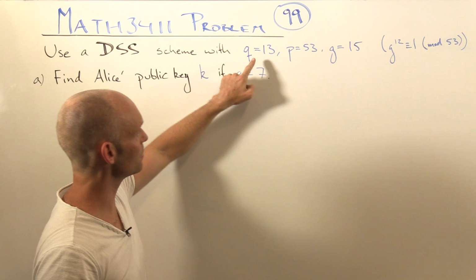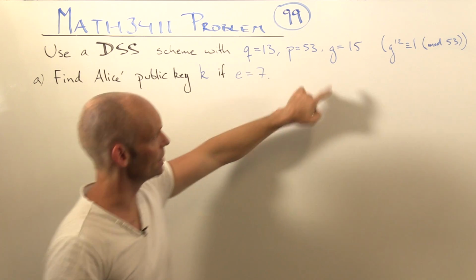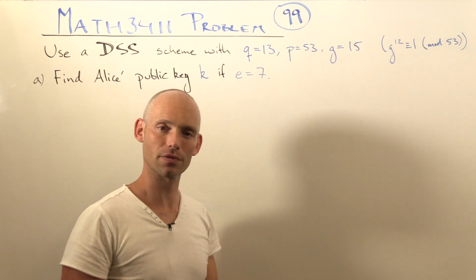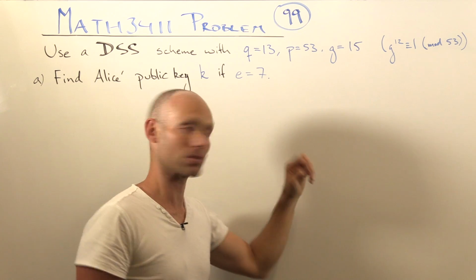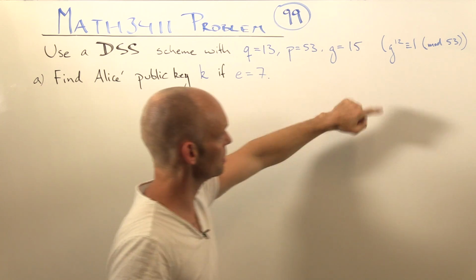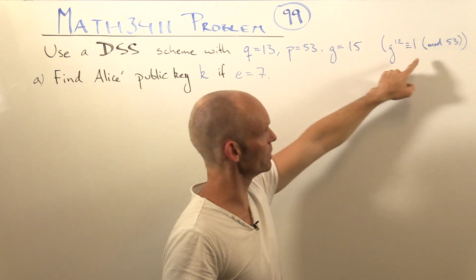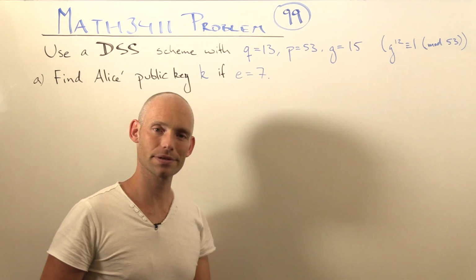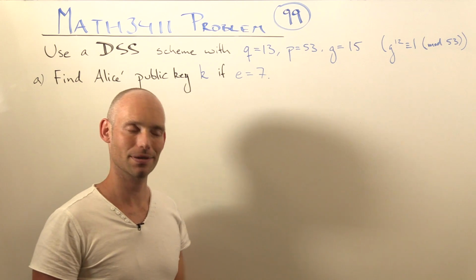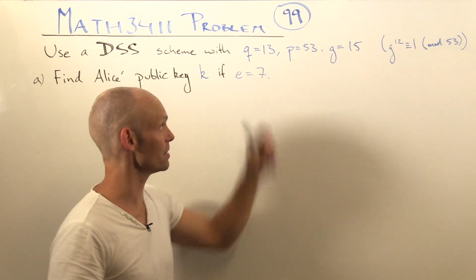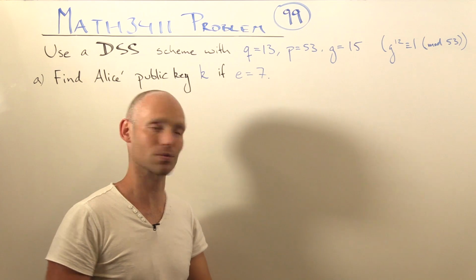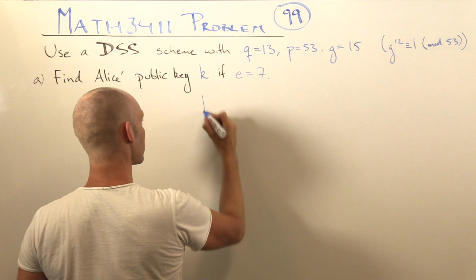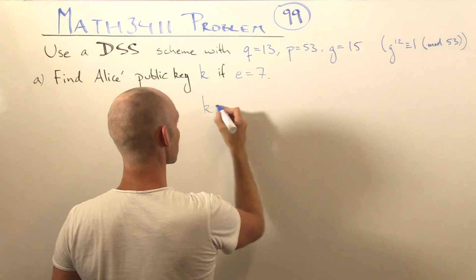So we've got two prime numbers, Q and P, and then we've got something that quite often we've used G for, a primitive element. Well, this is not quite a primitive element. Here 15, if we raise that to the power of 12, we get 1 mod 53. So it's not primitive, but it will perform some of the same flavoured roles as a primitive element in many of the previous questions.